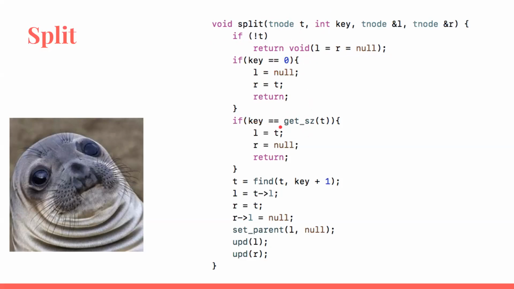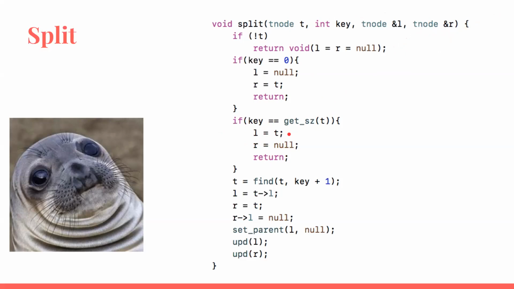And the same if key is equal to the size of T. It means that all the vertices in T should be in L and R should be empty. So we are just saying that R is null and L is T.